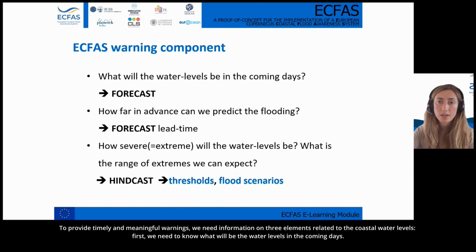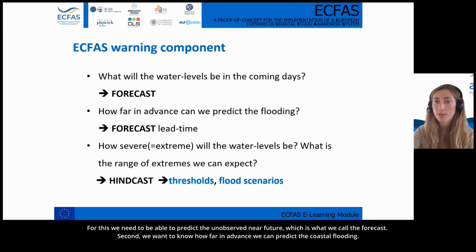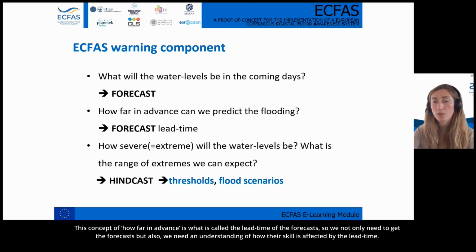So to provide timely and meaningful warnings, we need information on three elements related to the coastal water levels. First, we need to know what will be the water levels in the coming days. For this, we need to be able to predict the unobserved near future, which is what we call the forecast. Second, we want to know how far in advance we can predict the coastal flooding. This concept of how far in advance is what is called the lead time of the forecasts.